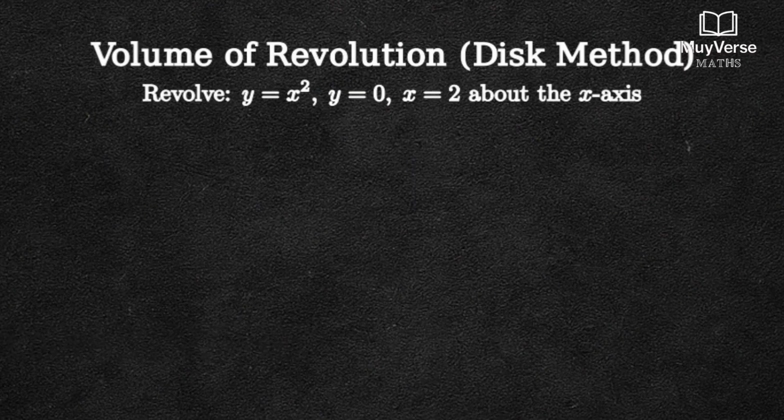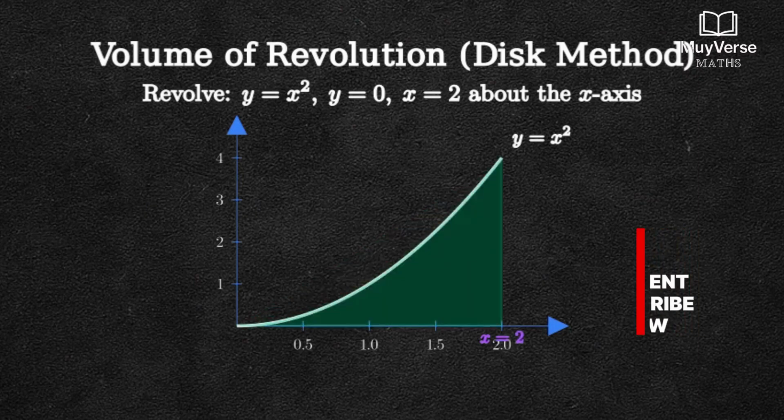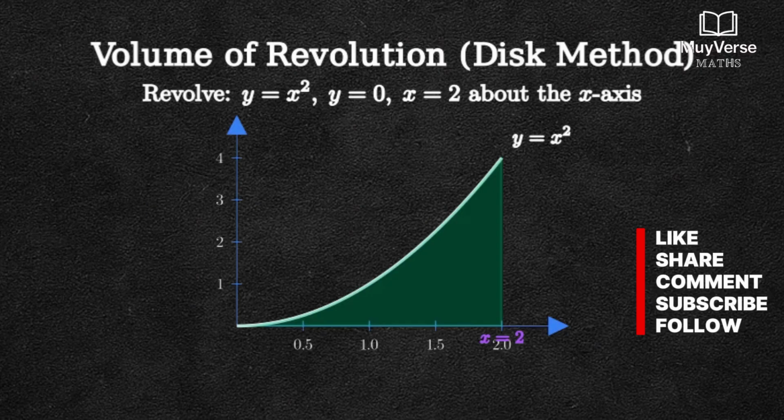Find the volume formed by revolving the region bounded by y equals x squared, y equals 0, and x equals 2 about the x-axis. Step 1. Sketch and visualize. Draw axes and label tick marks. Plot the parabola y equals x squared. Mark the vertical boundary x equals 2. Shade the region between the curve and the x-axis from 0 to 2. When this region spins around the x-axis, it creates a bowl-shaped solid.